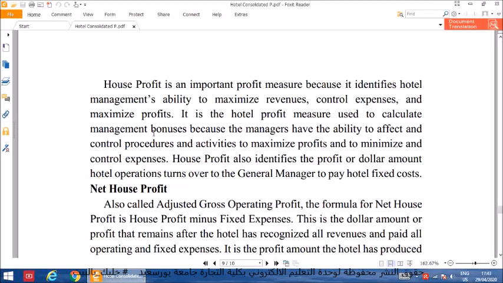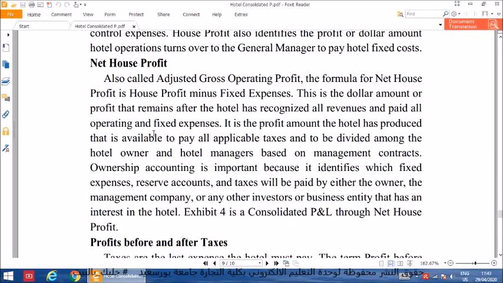House profit also identifies the profit or dollar amount hotel operations turn over to the general manager to pay hotel fixed cost. New term, net house profit, also called adjusted gross operating profit. The formula for net house profit is house profit minus fixed expense.